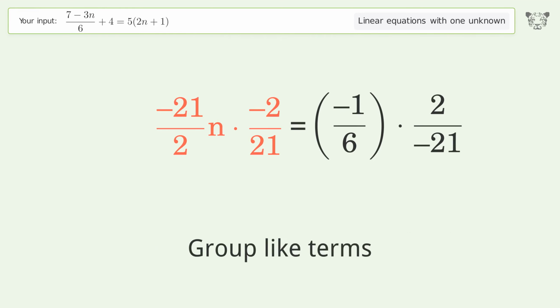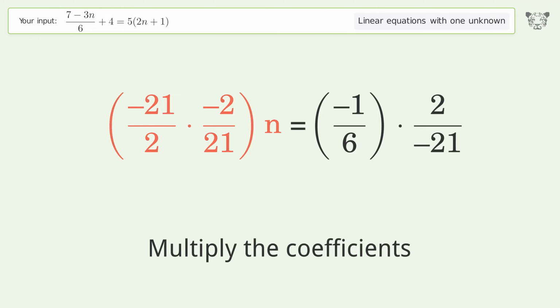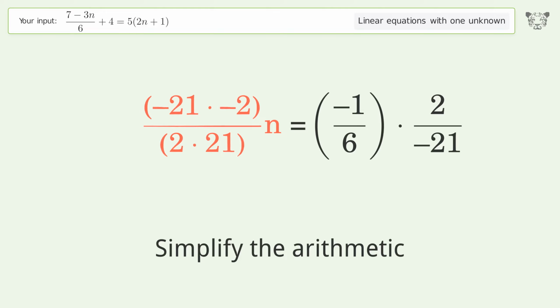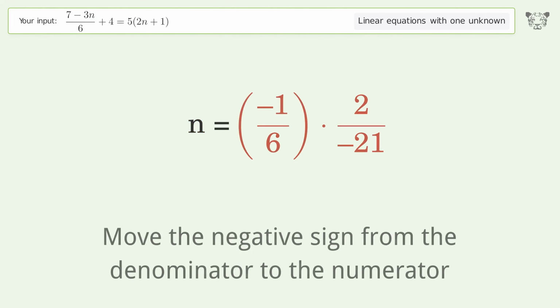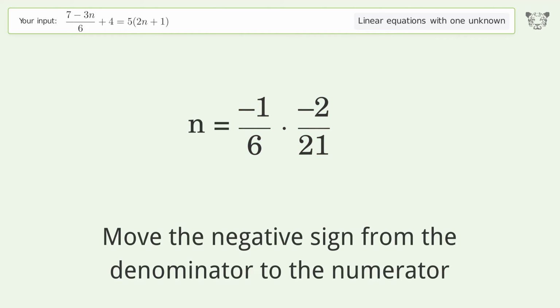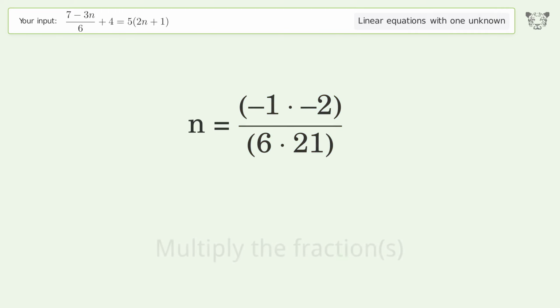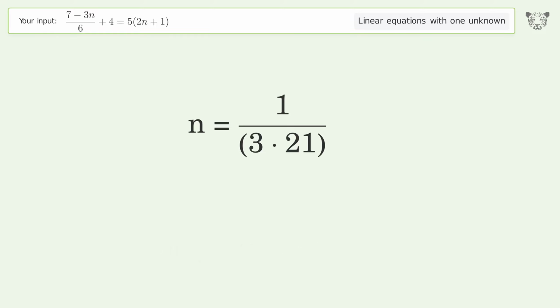Group like terms. Multiply the coefficients. Simplify the arithmetic. Move the negative sign from the denominator to the numerator. Multiply the fractions. Simplify the arithmetic. And so the final result is n equals 1 over 63.